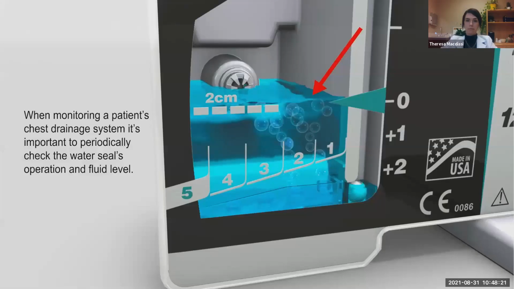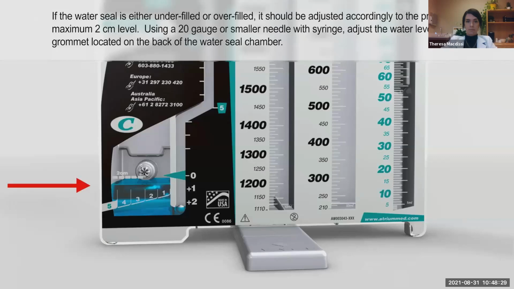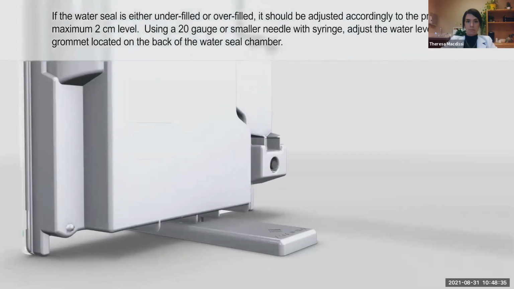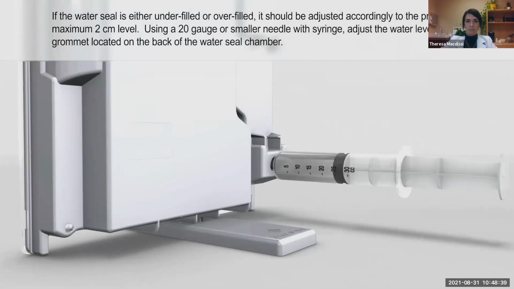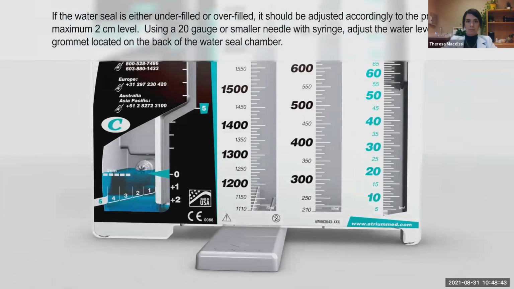When monitoring a patient's chest drainage system, it's important to periodically check the water seal's operation and fluid level. If the water seal is either underfilled or overfilled, it should be adjusted accordingly to the prescribed maximum 2 cm level. Using a 20 gauge or smaller needle with syringe, adjust the water level via the grommet located on the back of the water seal chamber.